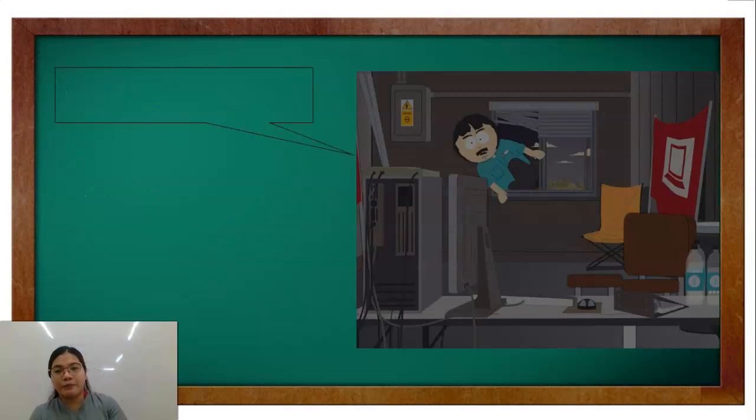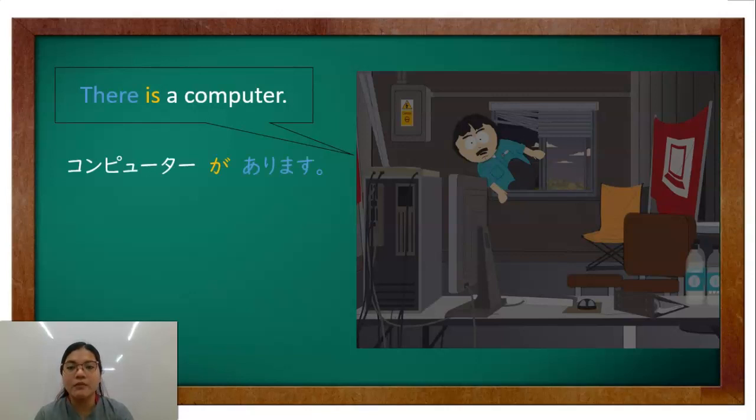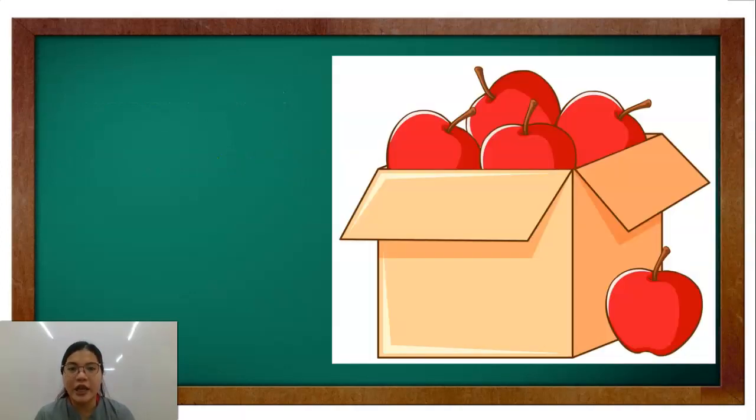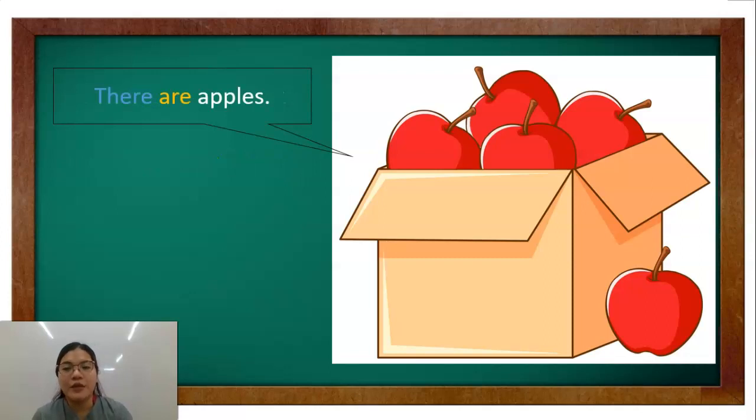Just like an example here, you will say, there is a computer. Since computer is inanimate, we will use arimasu. That would be, kumpyuta ga arimasu. Next, another example here. There are apples. Ringo ga arimasu. Since apples are inanimate, that's why we use arimasu.